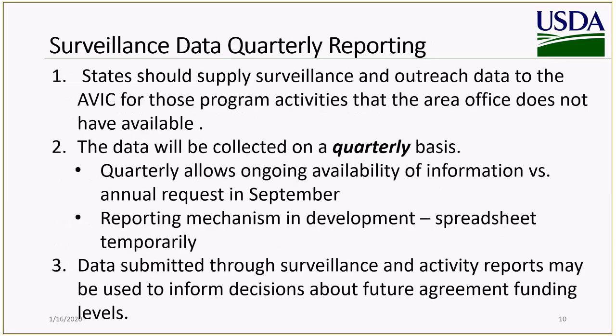This is probably the only real update that is different from the previous year. We are moving towards quarterly reporting for our surveillance data and epidemiologic activities. So states should supply surveillance and outreach data to their AVIC for these program activities that the area office does not already have available. So this will take coordination between the states and the AVICs. The data will be collected on a quarterly basis.